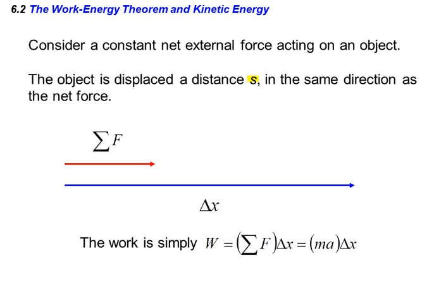And so if the object is displaced a distance in the same direction as the net force, we have this net force in the direction we're saying to the right and displacement to the right. We know that the work done is going to equal the force, that net force, times its displacement. And so we can find the net work just by taking the mass times acceleration times that displacement.